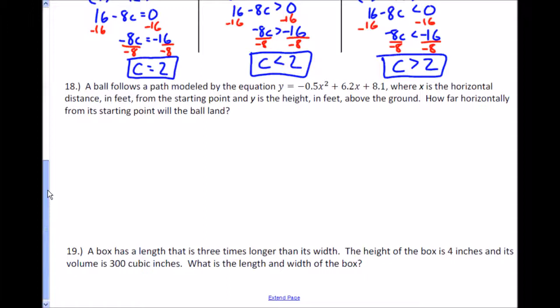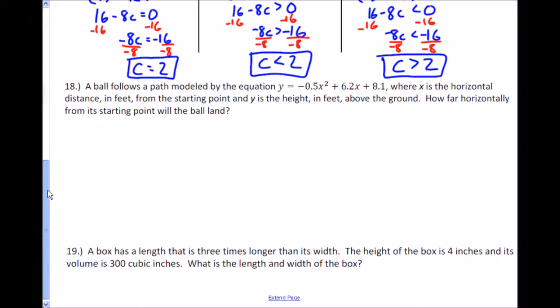If I look at the next one, it says a ball follows a path modeled by the equation y equals negative 0.5x squared plus 6.2x plus 8.1. X is how far it's going horizontally, and y is the height. And we want to know how far horizontally the ball will travel from the starting point before it hits the ground.